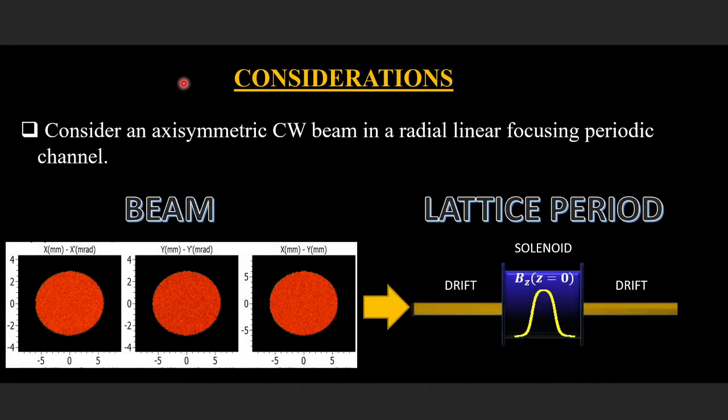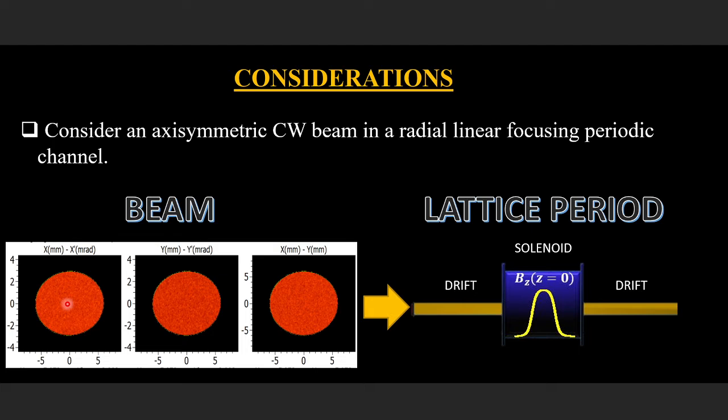As I mentioned, we are talking about a mismatched CW beam. The beam that we have chosen here is axisymmetric, so x and y dimensions are the same. Also, the beam is uniform in nature. If you look here, this is the xx prime plane, this is the yy prime plane, these are phase space plots, and this is the xy coordinate. If you notice, the number of particles throughout this beam in all three planes is constant.